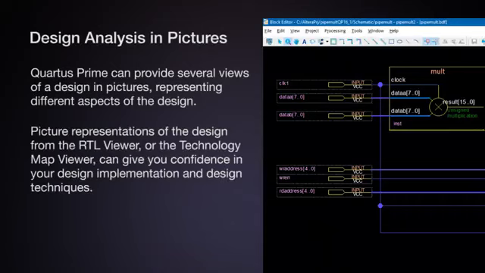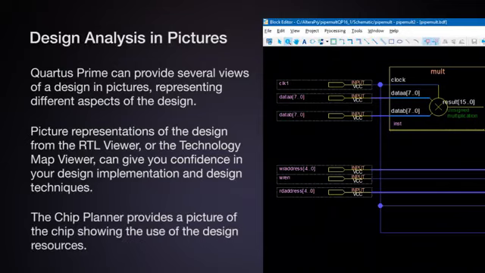Quartus Prime can provide several views of a design in pictures representing different aspects of the design. Picture representations of the design from the RTL Viewer or the Technology Map Viewer can give you confidence in your design implementation and design techniques and help you develop an intuitive sense of the design, particularly if you are an experienced hardware designer. The Chip Planner provides a picture of the chip showing the use of the design resources. This view can be very helpful in locating problem areas during debugging.